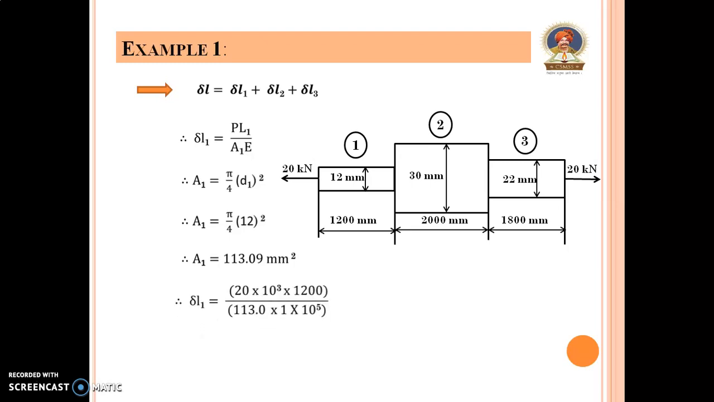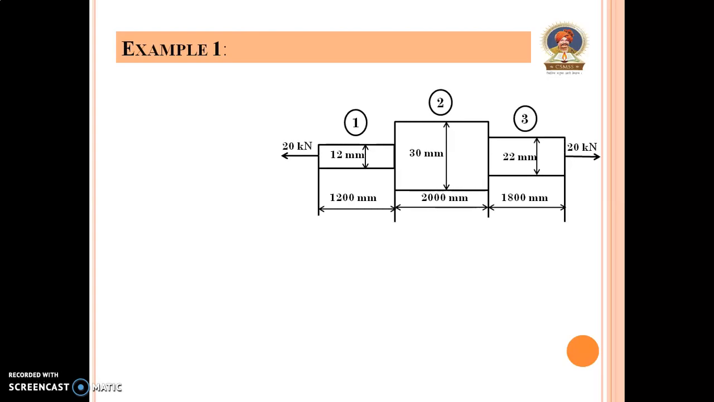Now put all the values in the delta L1 equation. So the equation becomes 20 into 10 raised to 3 into 1200 upon 113.09 into 1 into 10 raised to 5. So the answer becomes delta L1 is equal to 0.1222 mm.